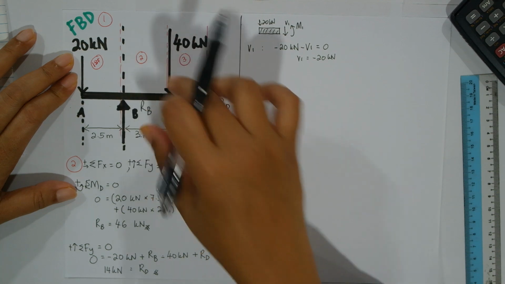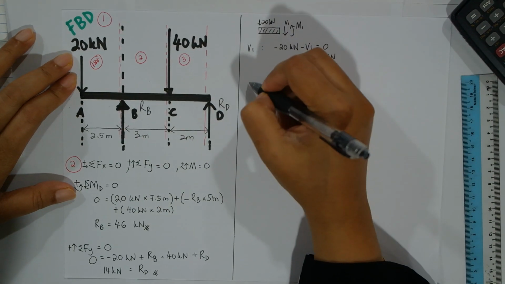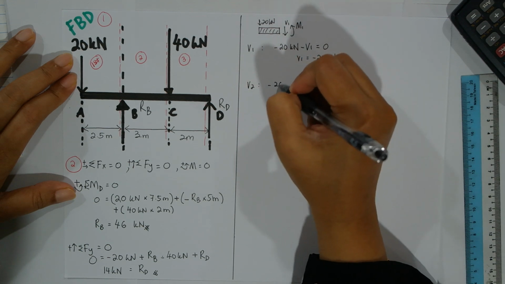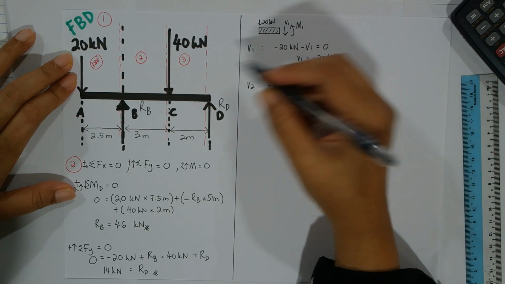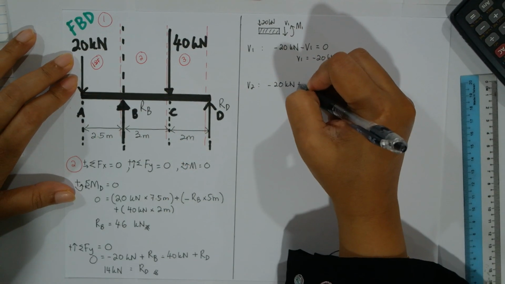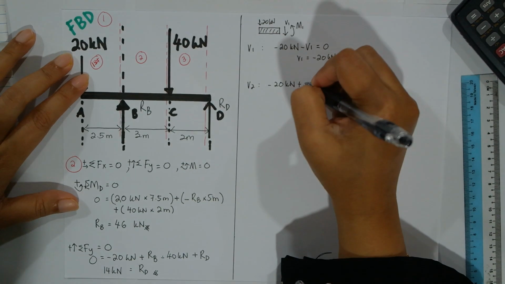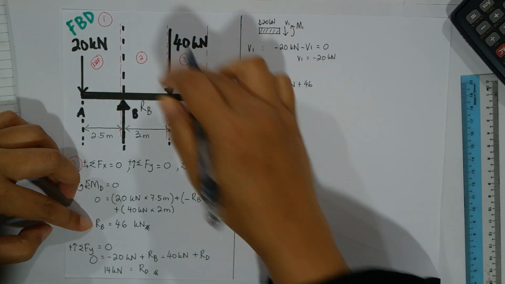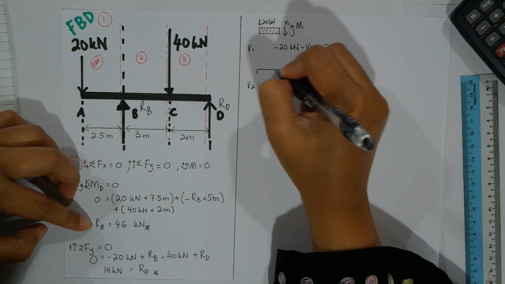Shear force at section 2. So V2 is equivalent to minus 20 kilonewton. And then section 2 means the whole thing plus, because we have RB going up. So what is our RB? 46, because we cut it here. This is okay.